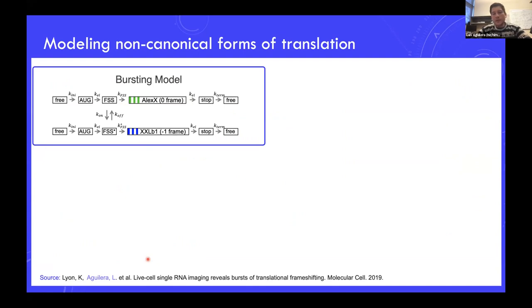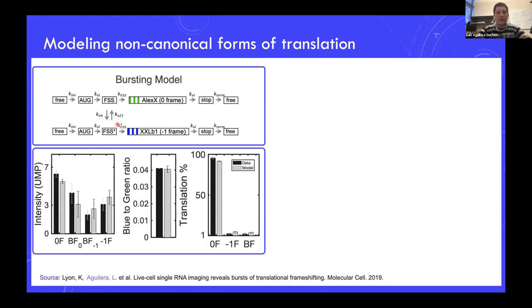To better explain the experimental data, what we proposed was a constitutive and a bursting model. The bursting model was the one that represents the data better. This bursting model is similar to the previous model that I mentioned before, the T-shaped model, with the only difference that the ribosomes can transition to this secondary open reading frame and produce this protein in the minus one frame. So we have some transitions on and off from every state.